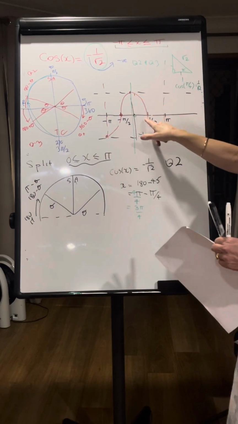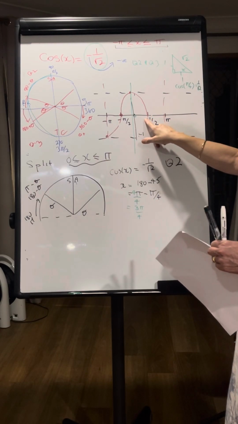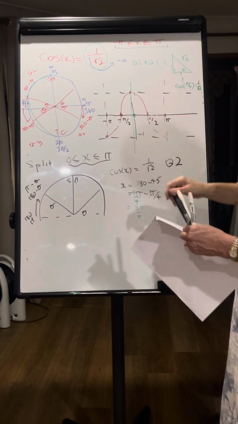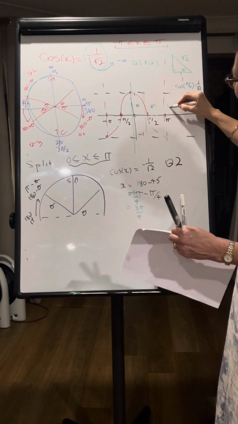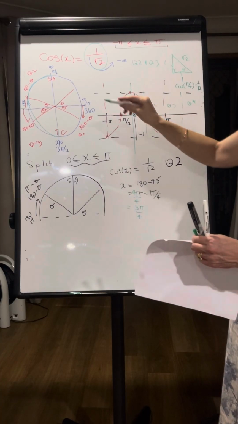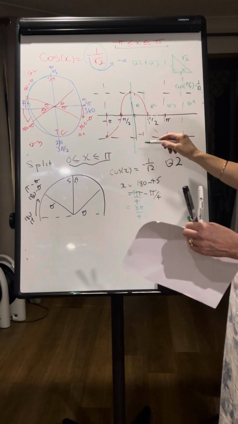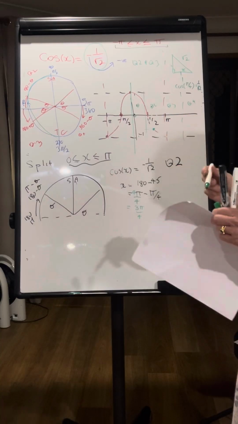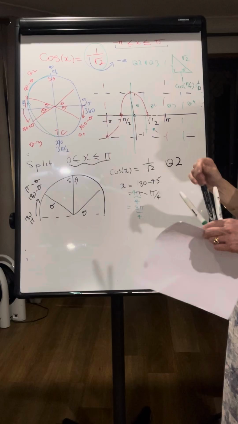If you have a look from 0 to pi, from pi over 2 to pi, which is this one here, 90 to 180, which is quadrant 2. That's quadrant 1, that's quadrant 2, that's quadrant 3, and that's quadrant 4. In quadrant 2, it's here. And if it was minus 1 over root 2, which is about 0.707, it's about here. And there is a solution there. Now that's from 0 to pi. So that's your first solution.